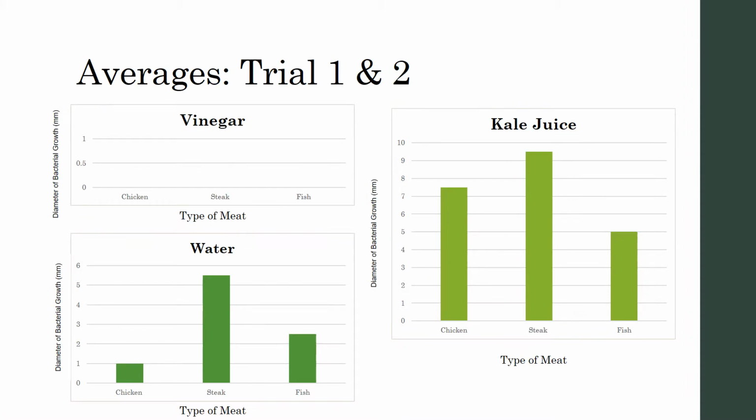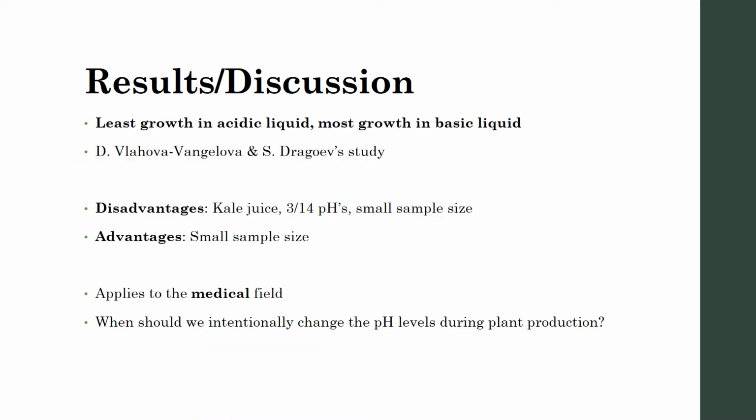The averages from both trials stay the same, and it is important to note that when there was bacteria, it produced the highest amount on steak each time. A similar experiment conducted by D. Vlahova-Vangalova and S. Dragovev produced similar results with the most microbial growth occurring with a basic liquid and the least growth with an acidic liquid.